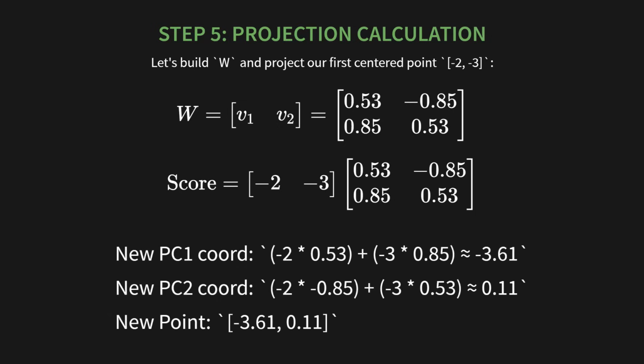The new PC1 coordinate is -2 times 0.53 plus -3 times 0.85, which is about -3.61. The new PC2 coordinate is -2 times -0.85 plus -3 times 0.53, which is about 0.11. So our new point is -3.61, 0.11. We just repeat that for every point.